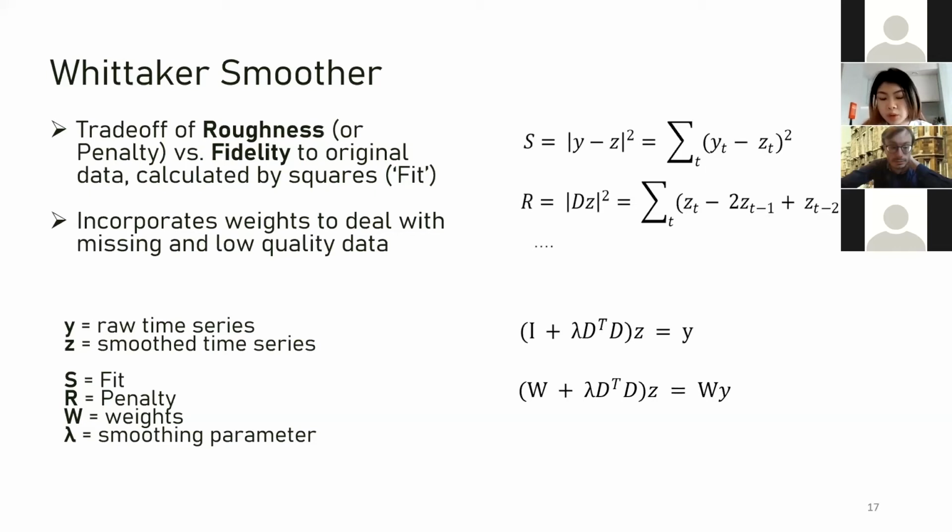So we chose this method because it was simple to implement. It can handle missing data well and isn't susceptible to edge effects, which are jumps, which can happen at the start and end of the time series.